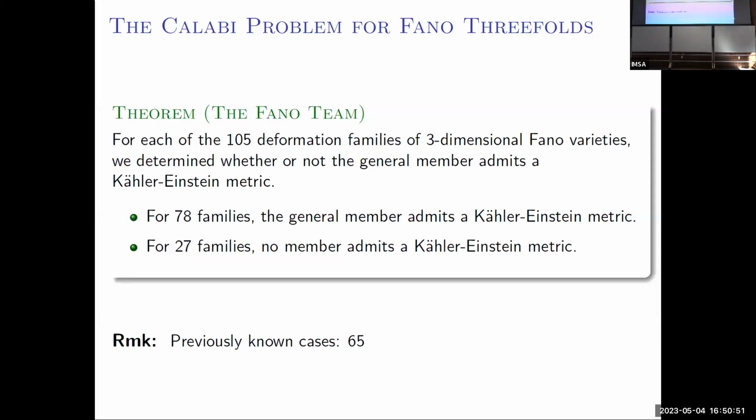For the previously known cases, they were in both categories. Some of them had Kähler-Einstein and others not. And those numbers there are for all of them. For the 105, this is the statistics that we get.